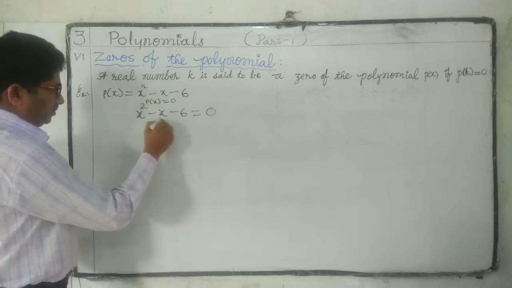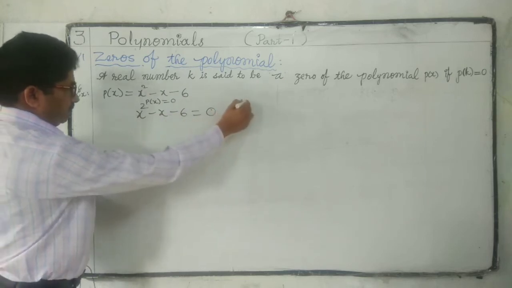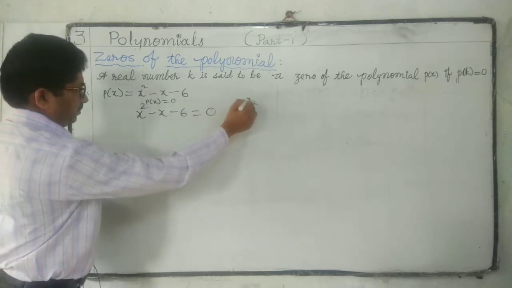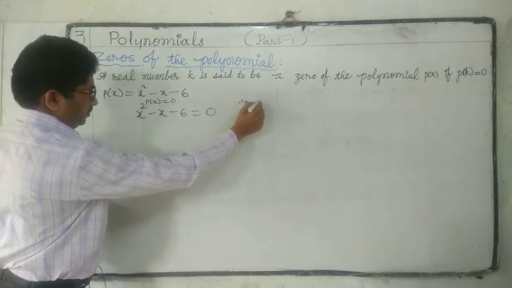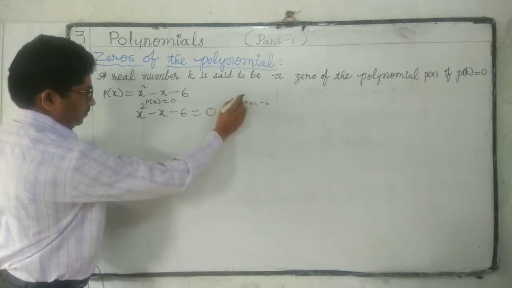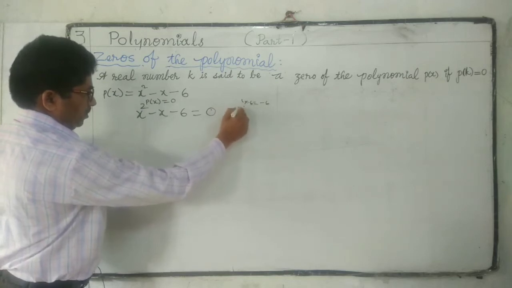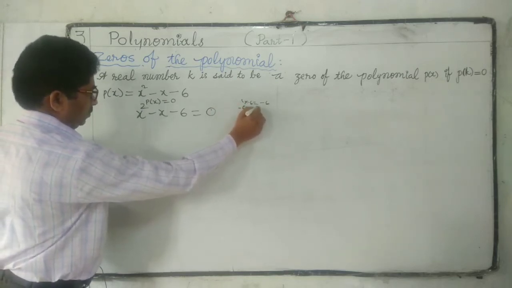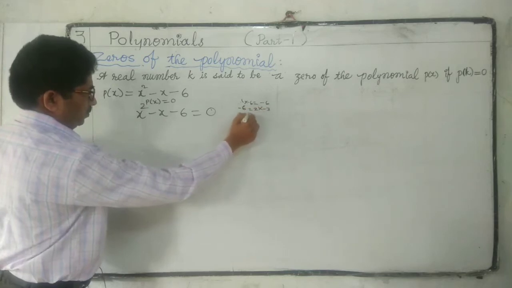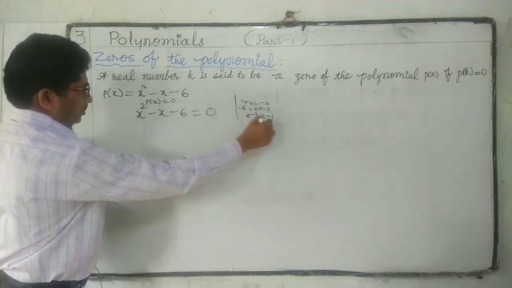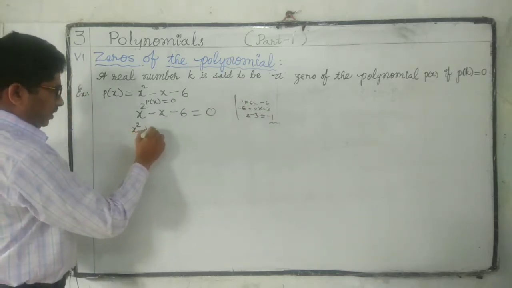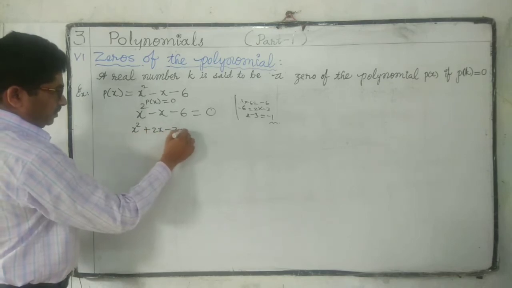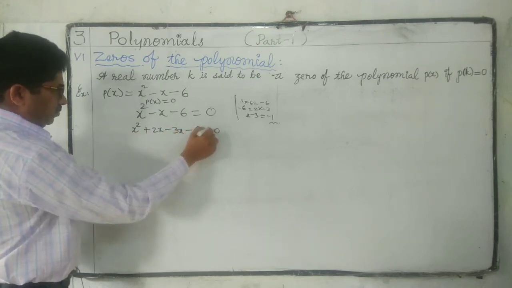We can factorize this. 2 times 3 is 6, and 2 plus 2 minus 3 is equal to minus 1, which is the middle term. So x square plus 2x minus 3x minus 6 is equal to 0.